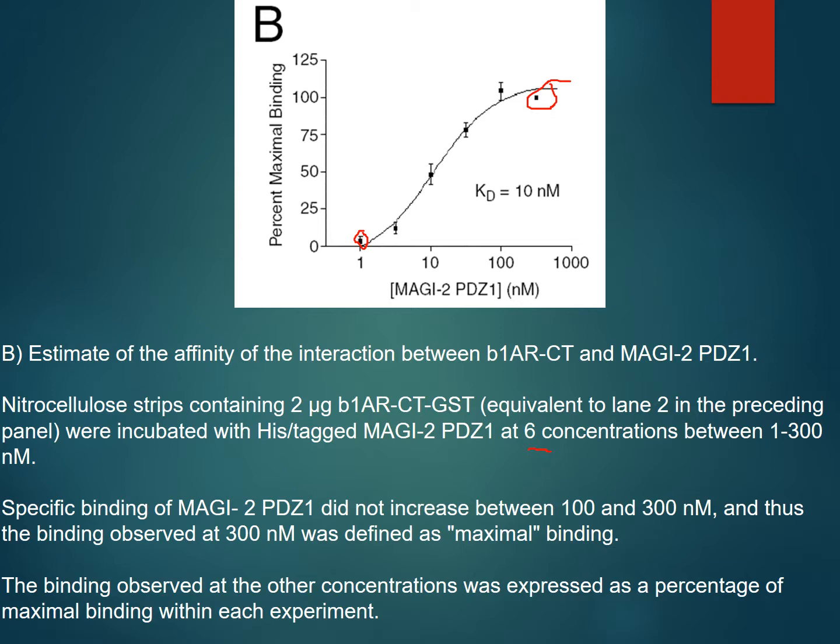And so binding did not decrease. Basically, it peaked at 100 nanomolar, and at 300 there was no real big change. So they consider 300 nanomolar as the maximum amount of MAGI that can bind to 2 micrograms of pure adrenergic receptor. So you can see right away that you can actually test the binding affinity and the amounts of 2 proteins coming together as well.